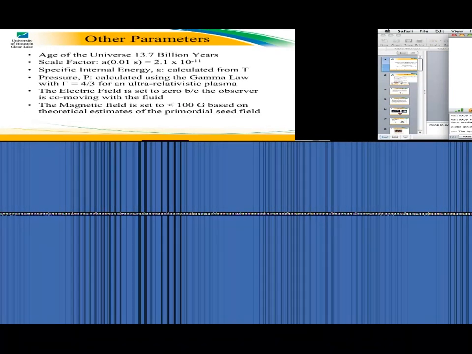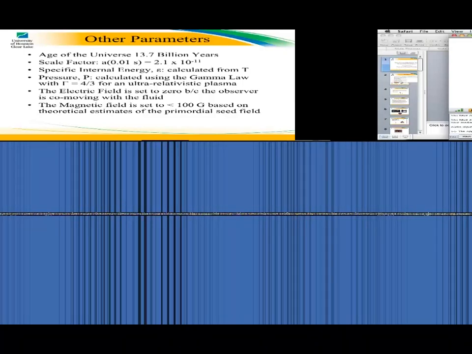If you assume the age of the universe is 13.7 billion years, then the scale factor at that time is 2.1 times 10 to the minus 11. That means it was about 100 billion times smaller than it is now. We need this because a lot of things have to scale to the current day for the data to be applicable. So if you detect a gravitational wave with a wavelength of 1 meter at this time, that scales up to about 100 billion meters, because everything got stretched out over time.